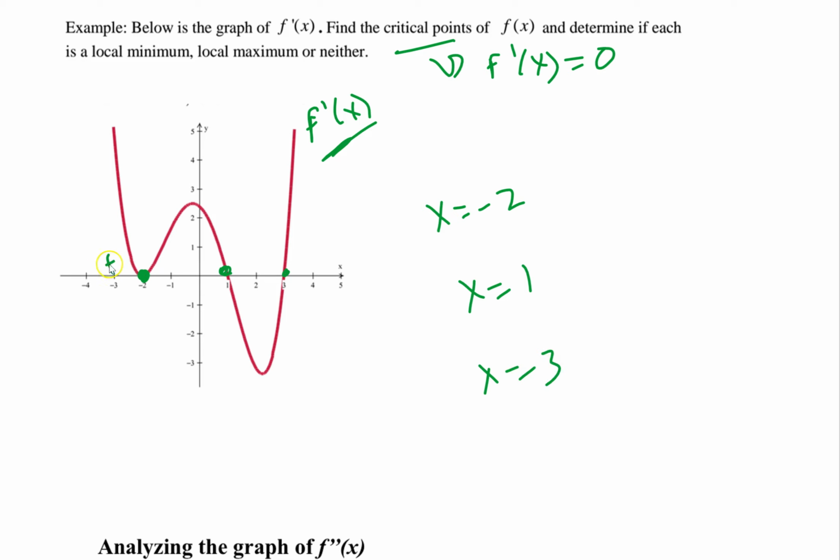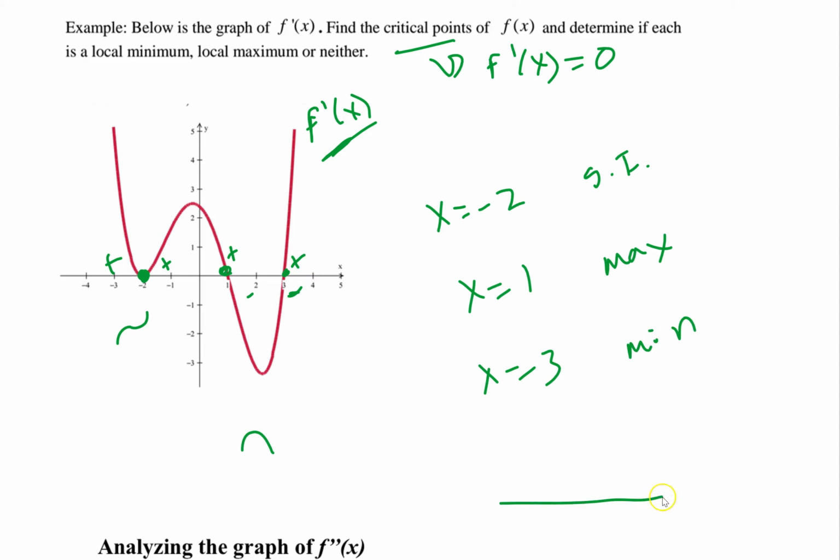All right, look at negative 2. It goes from positive to positive: stationary inflection. Right? It went positive and then positive. So that's a stationary inflection. Look at 1. Plus to minus. So it went up and then down. That's a max. And then 3 goes from negative to positive, and that's a min.